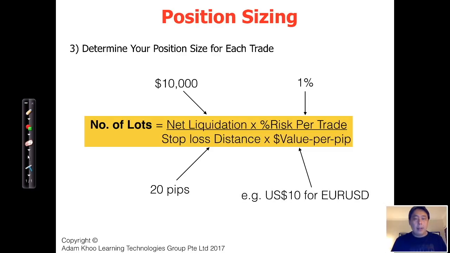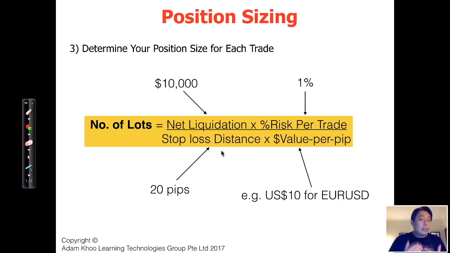All right. So again, we're starting with $10,000 in our account, so net liquidation will be $10,000. We are risking 1% per trade, so we put 1%. So $10,000 multiplied by 1% is $100. So the most that you are willing to lose is $100 in a trade. Okay. So how many contracts do you need to buy in order to keep that risk at $100? Well, you divide it by the stop loss distance.